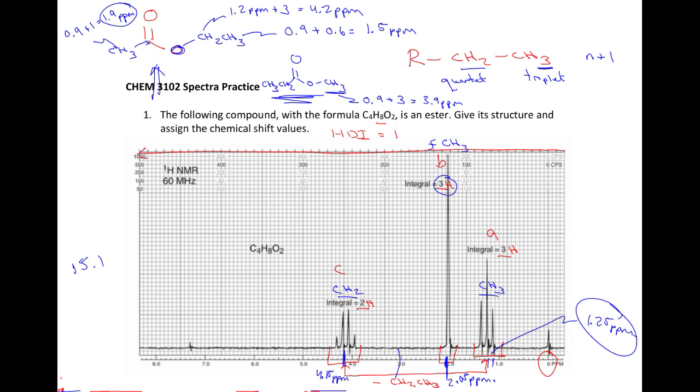So I have my methyl group, which is represented by the triplet. So that must be this methyl group here because it's adjacent to the CH2. So I put A here. I put B for this methyl because it's not coupled to any protons. And then C for this methylene. I'm going to put that here because it's split by the 3 protons on the methyl group. And again, 3 plus 1 gives you 4. So there you go. That's the strategy to solve problem number 1.